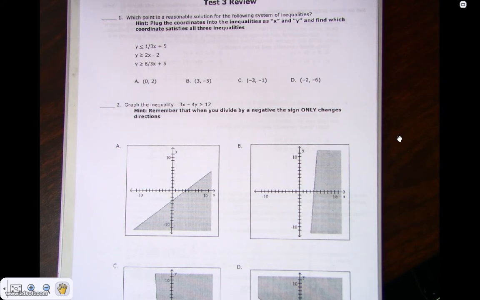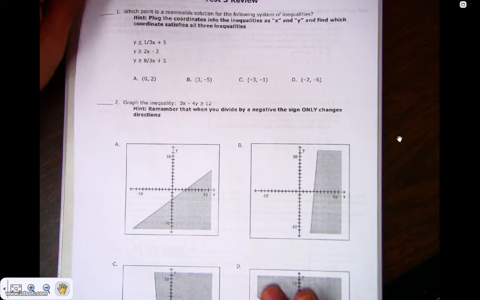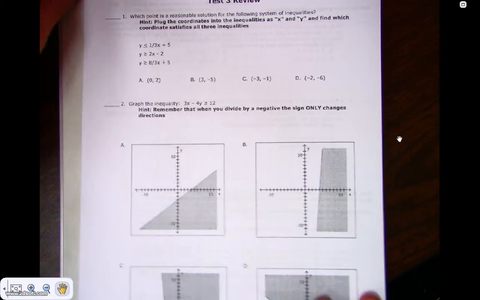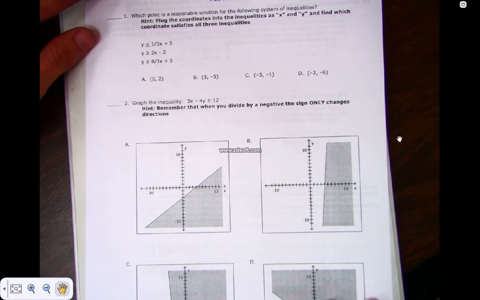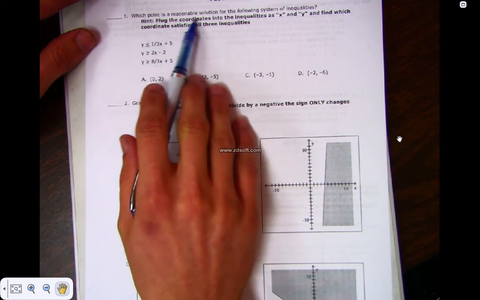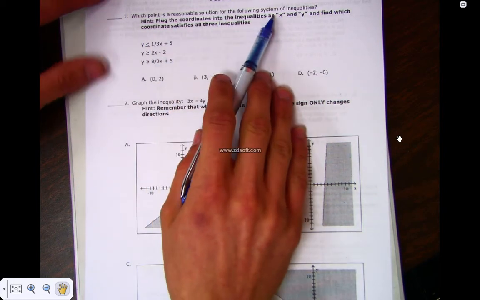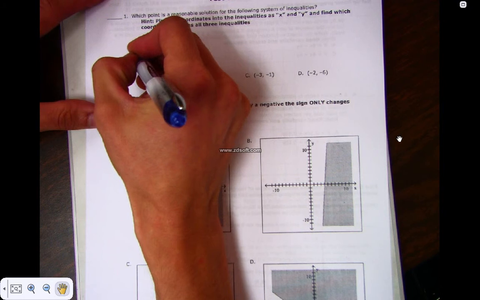Alright guys, so here's the test review that I promised. So this number one, it's pretty simple when you understand what's going on. The question is, which point is a reasonable solution for the following system of inequalities? So here is the system of inequalities.